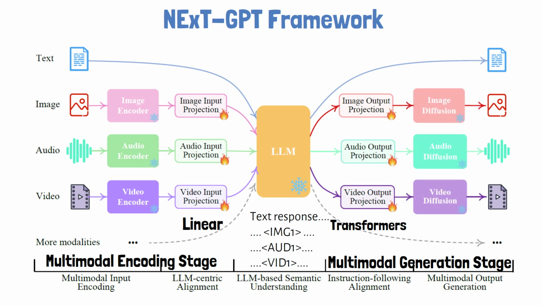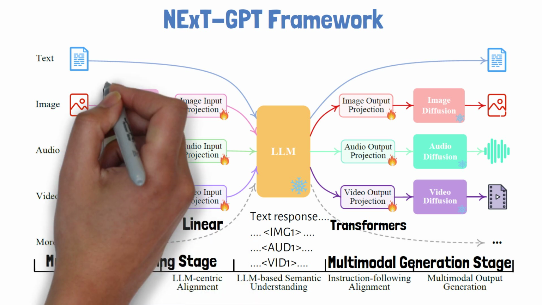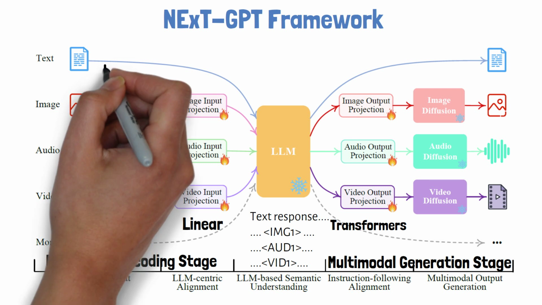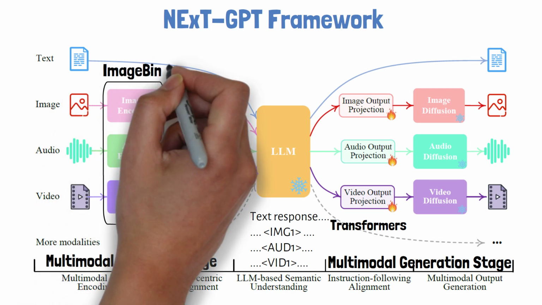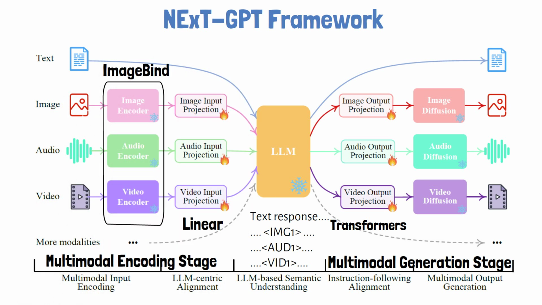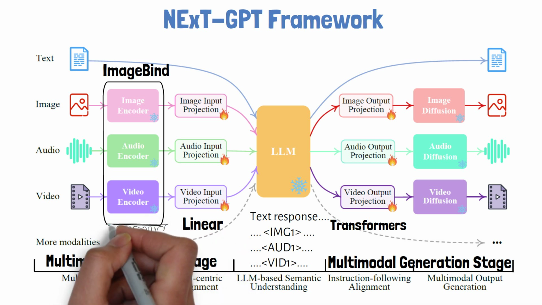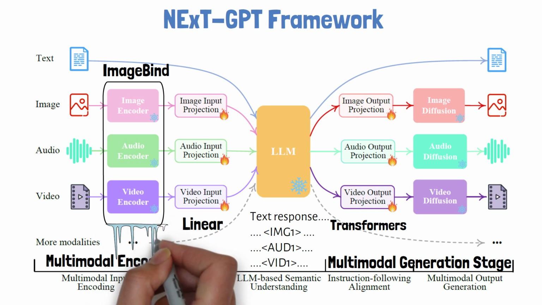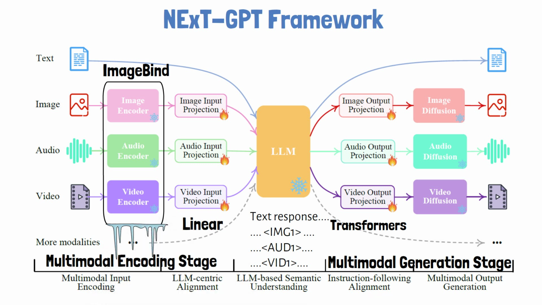Overall, the NExT-GPT system has many components, but in order to train it we only need to train a very small portion of the weights. The modality encoders are in fact from ImageBind, which is a fascinating model by Meta AI that can process multiple modalities and yield semantic embeddings in the same embedding space. We've covered ImageBind thoroughly in a dedicated video, which you can find in the description of this video, and these encoders are kept frozen during NExT-GPT training, as we can see with the snowflake symbol attached to them.